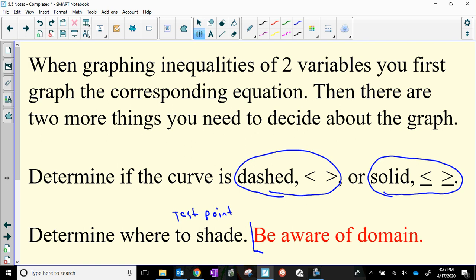One of the things we have to be aware of that you didn't have to with the lines is your domain issues. So when we get to logarithms, there's a vertical asymptote, and the domain is only greater than that x value. So when you're shading above or below, you do have to stop whenever you hit that vertical asymptote. So you've got to be aware of that.